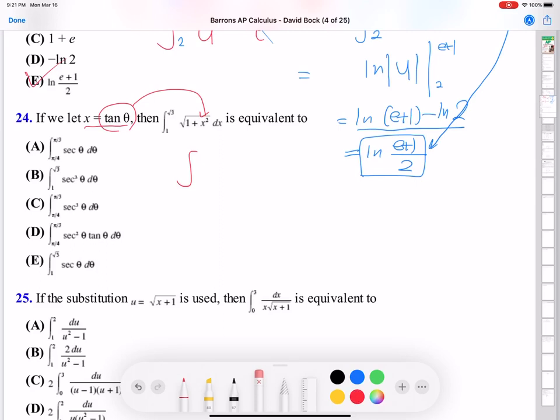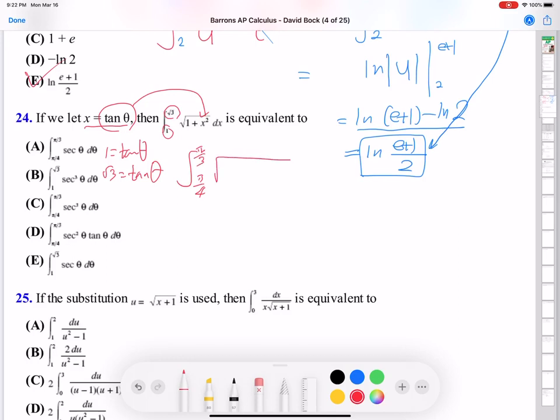If x is 1, what is theta? 1 equals tangent theta, right? Tangent of what degree is 1? 45 degrees, right? Which is pi over 4. So if x is 1, theta is pi over 4. If x is root 3, tangent of 60 degrees is root 3. So what is the radian angle for 60 degrees? It is pi over 3. So pi over 3 is the upper limit.